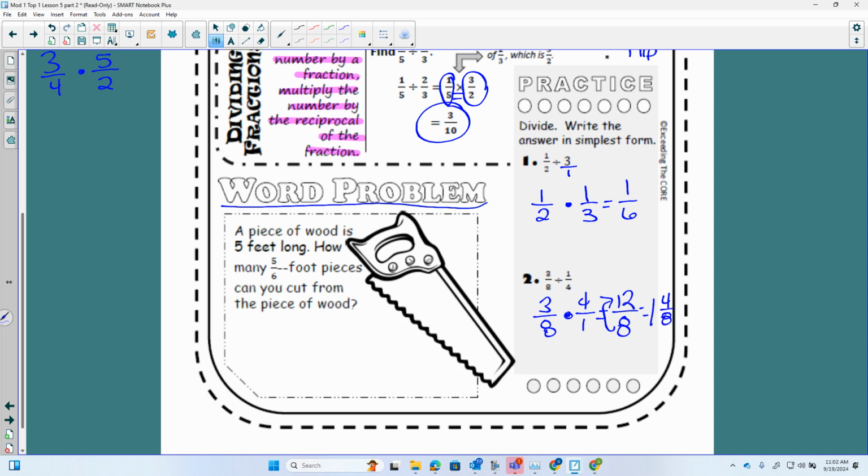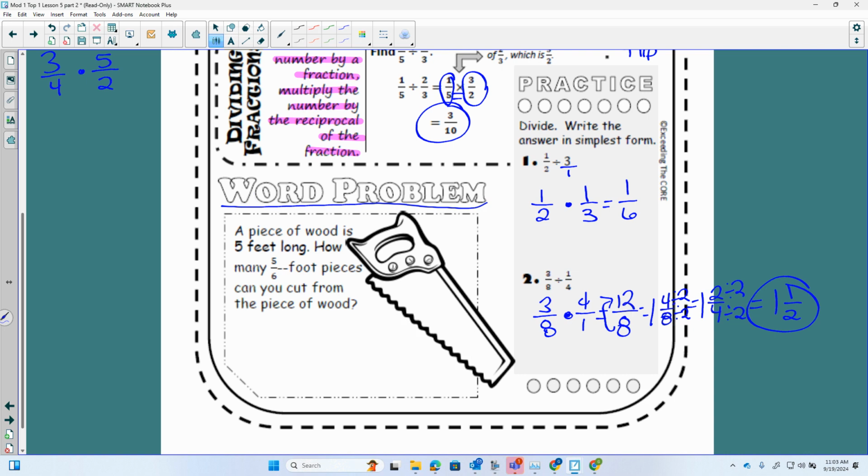Then I simplify those by 2. Can I divide those by 2? Yes. So I end up with 1 and 1/2. Any questions? Yes. Of course you can. Yes, and I'll do more of those on the next page.